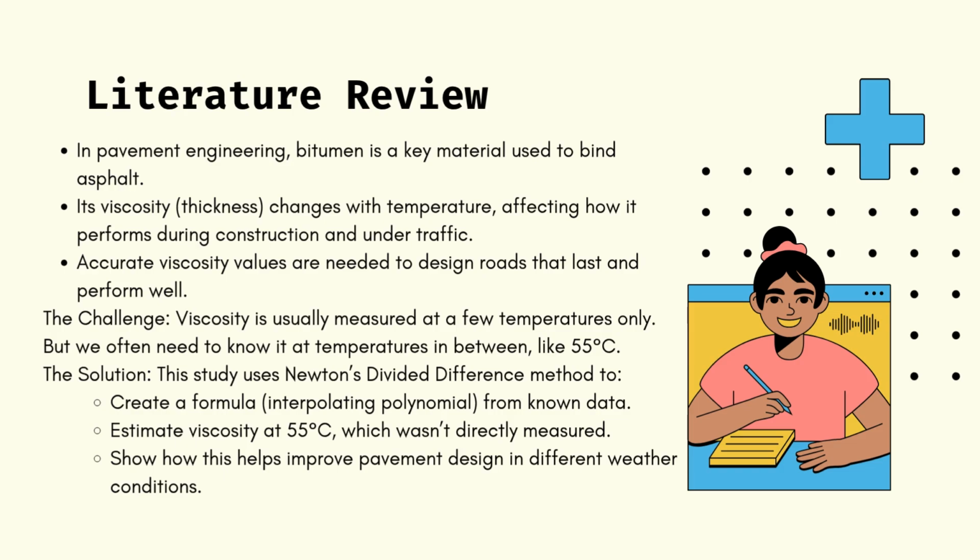For the literature review, in pavement engineering, bitumen is a key material used to bind asphalt. Its viscosity, or thickness, changes with temperature, affecting how it performs during construction and under traffic. Accurate viscosity values are needed to design roads that last and perform well. For the challenge, viscosity is usually measured at only a few temperatures, but we often need to know it at temperatures in between, like 55 degrees Celsius.